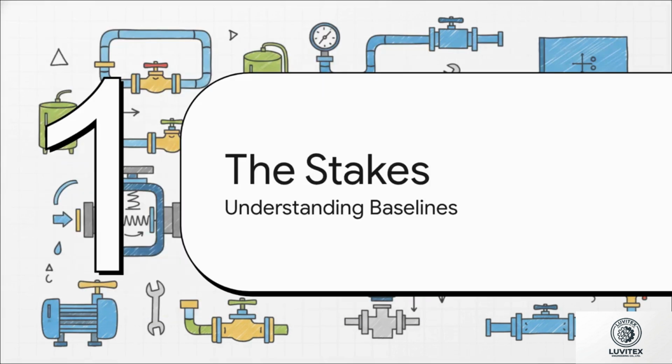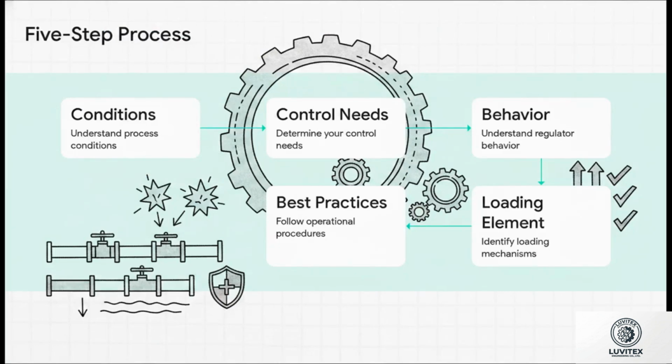All right, let's jump into Section 1, the stakes of pressure regulation and understanding your baseline, because getting a firm grip on your system's starting point is the absolute best way to prevent downstream disasters. By actively following these 5 steps, you essentially take all the guesswork out of your regulator selection. We're replacing trial and error with rigorous, bulletproof engineering.